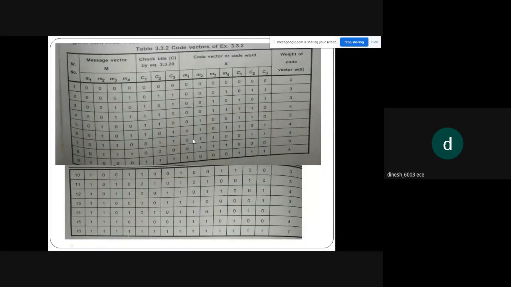You can check this also. Do not consider the M and C separately. Together we wrote M and C together. It is X, the code vector or code word X. So that we need to see. So let me check for any questions on the weight of the code vector in the chat box.